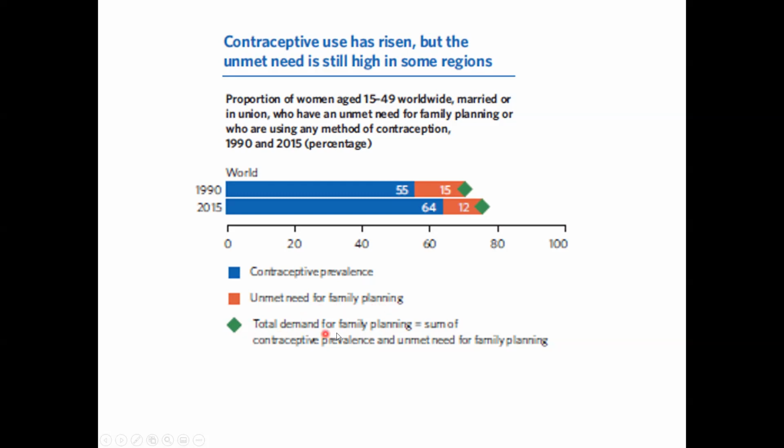And here's the total demand for family planning. So it's the sum of contraceptive prevalence and unmet need for family planning. So we see a decreasing unmet need here, but there still is an unmet need for people who would want contraceptives or some form of family planning and just can't get it.